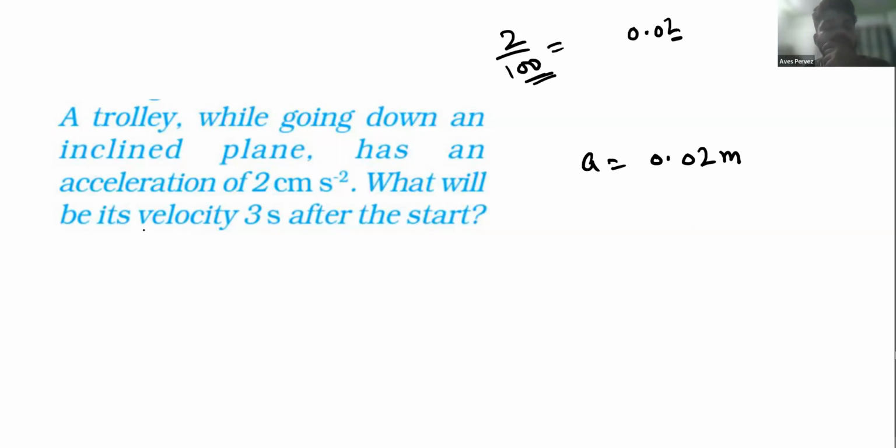Now, what is its velocity 3 seconds after the start? The initial velocity is 0 because it is starting, and the final velocity is being asked. Can we solve it? Time is 3 seconds now. What is neither given nor being asked? S is neither given nor being asked, so you have to use the first equation.